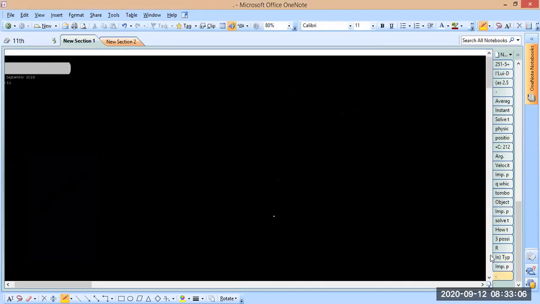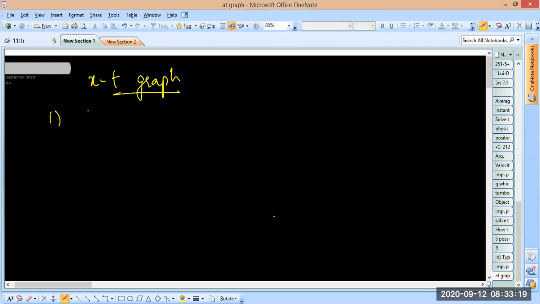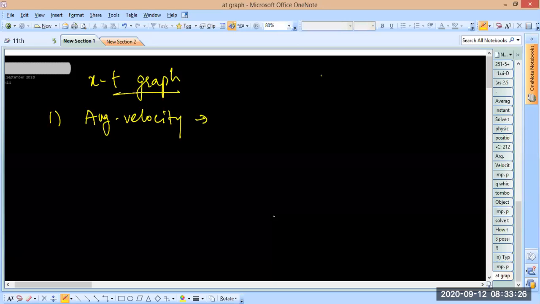Fine. So before we leave this topic, XT graph, rapid fire round. XT graph. First question, how to find average velocity? Hurry up, people. Hurry up, people. How to find average velocity?